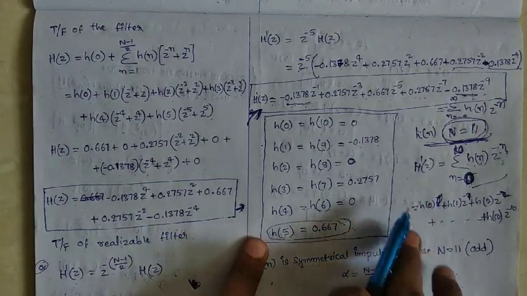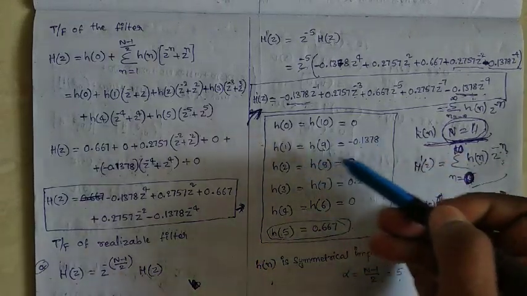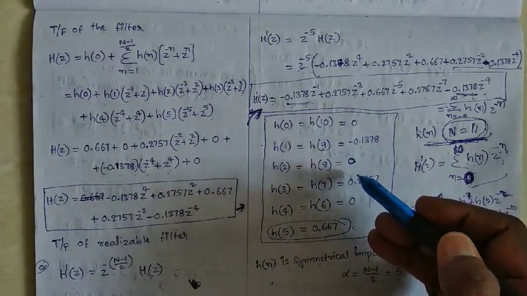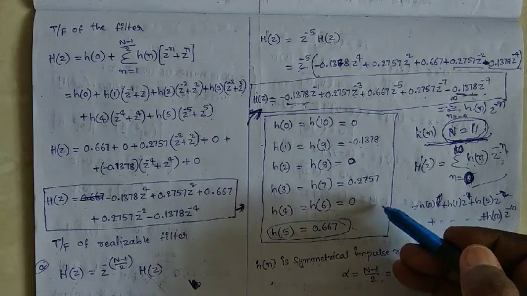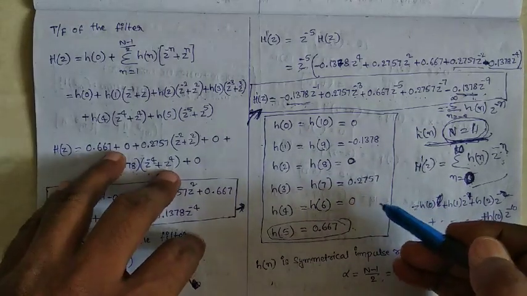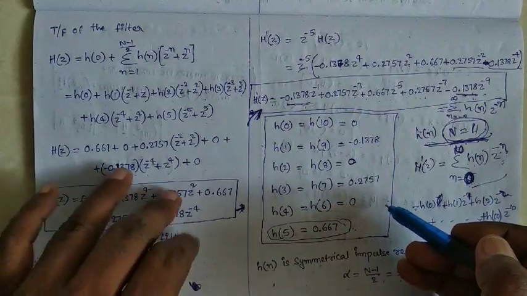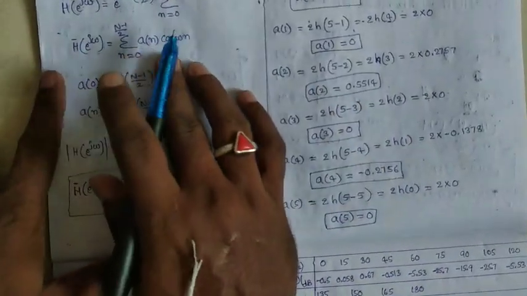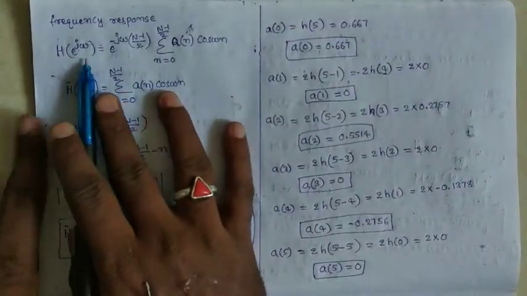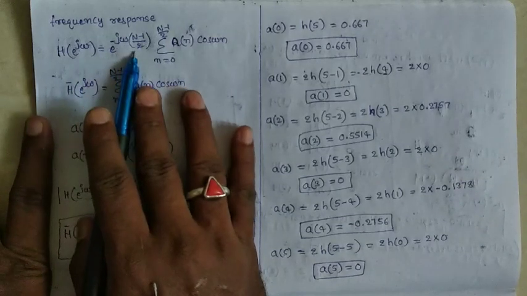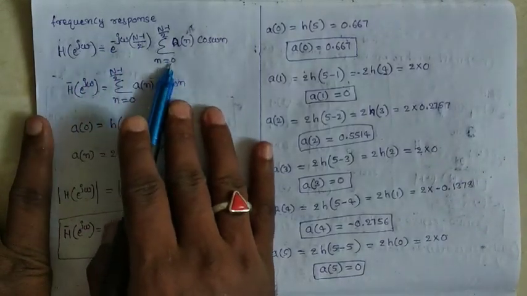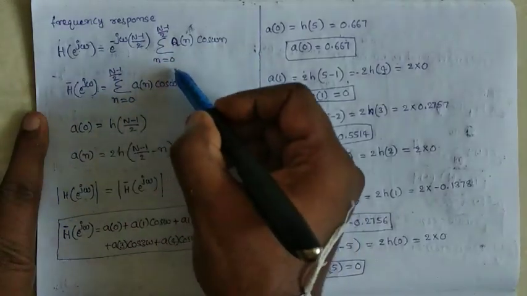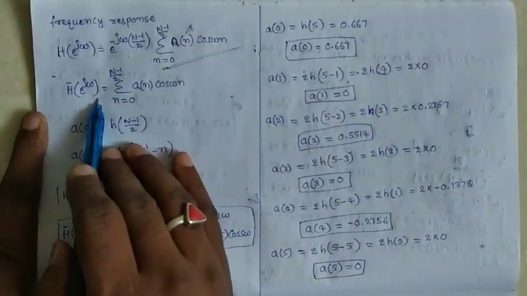Here now we are determining the frequency response of this impulse response. Symmetrical impulse response, capital N is equal to 11, means capital N odd. How to determine the frequency response of a symmetrical impulse response with capital N odd? By using this formula. Here h of e power j omega is equal to e power minus j omega of capital N minus 1 by 2 summation n is equal to 0 to capital N minus 1 by 2 a of n cos omega n. Here from this one indicates what? H bar of e power j omega.